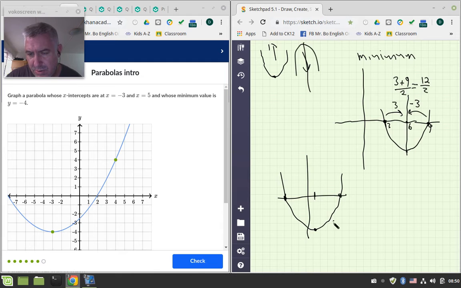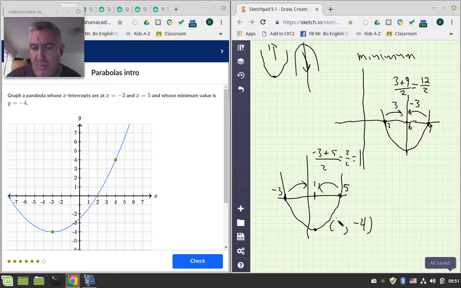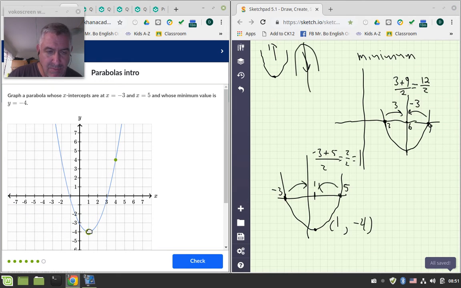So I know that this is at -4, but I don't know the x value. How do I find the x value? We're going to find that average again. So this is -3 and this is 5. So we're going to find the average. -3 plus 5 over 2 is equal to 2 over 2 is equal to 1. So this is at 1, so my point there is at 1.